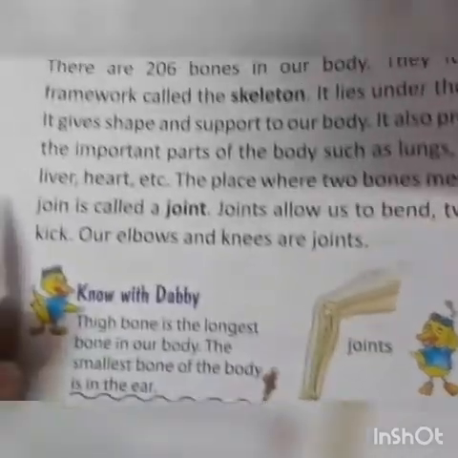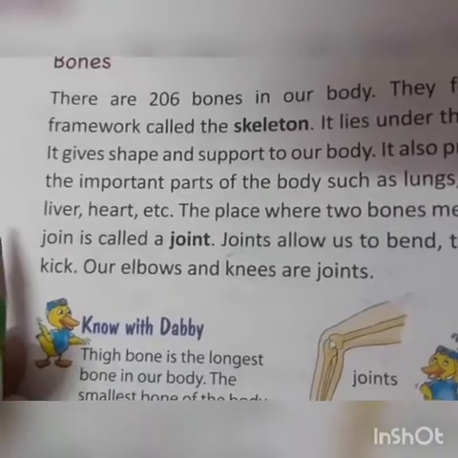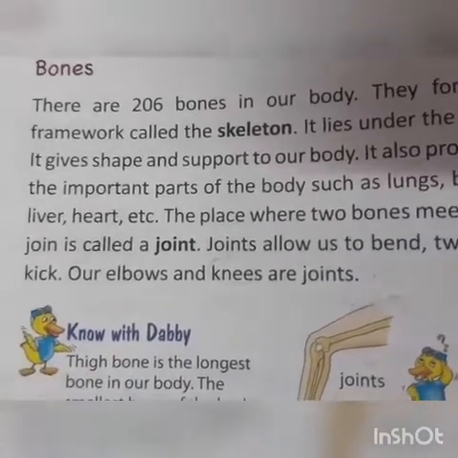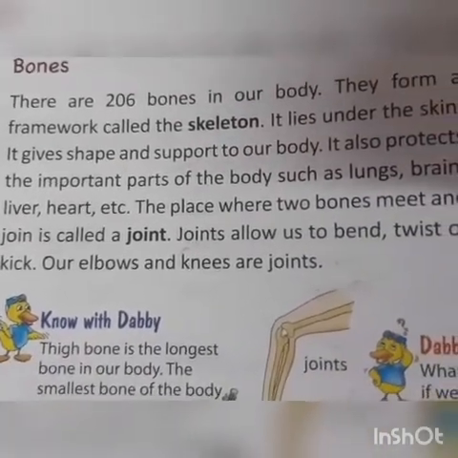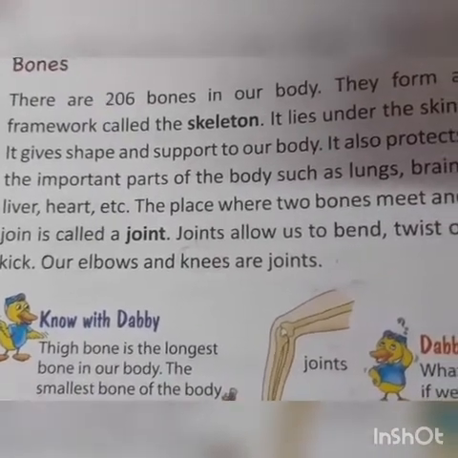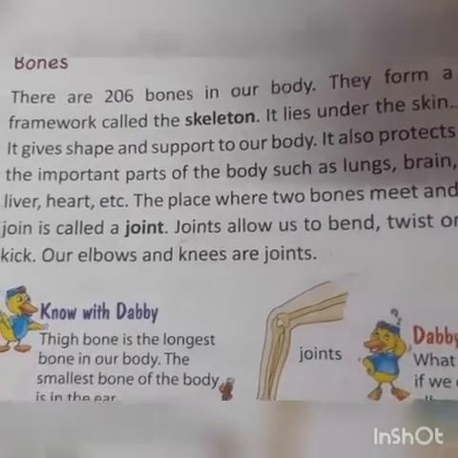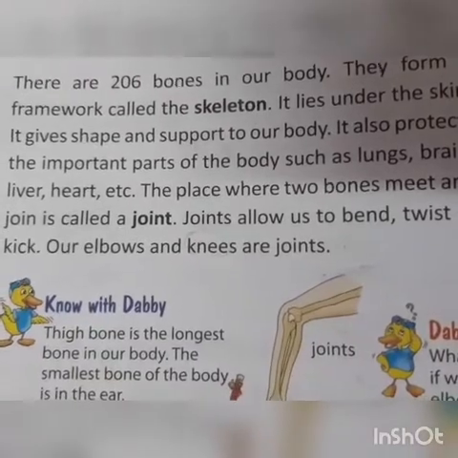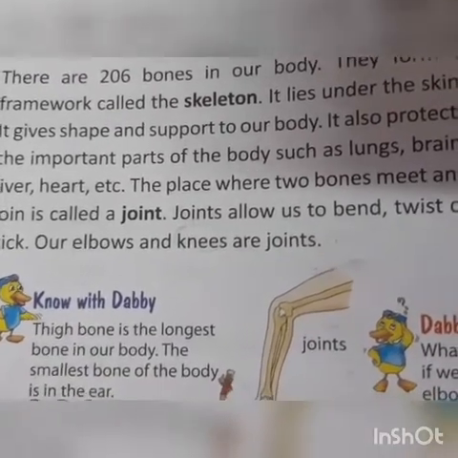There are 206 bones which make up the skeleton, or the structure of our body, which lies under the skin, which gives the shape and supports our body also. And it protects our important organs like heart, liver, lungs, brain, etc.